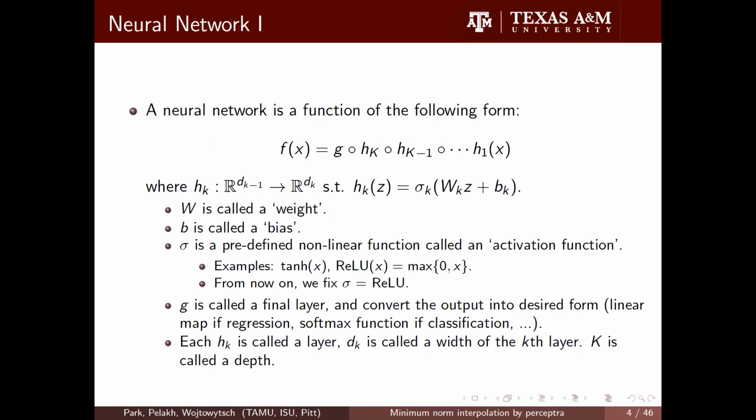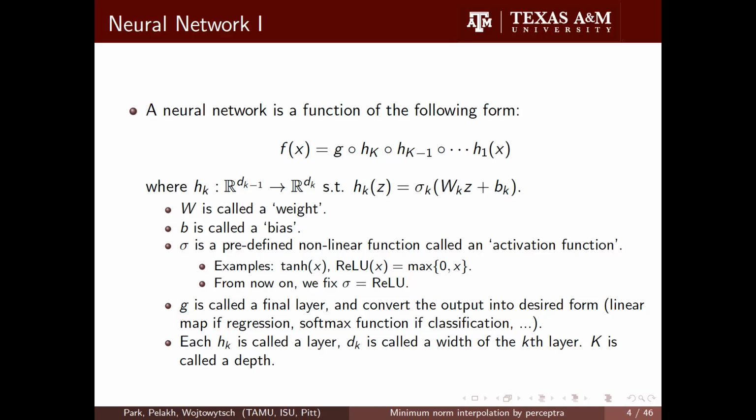To answer Dr. Ning's question, we will first start with defining a general neural network. A neural network is a function with the following function compositions. Each H_k is a function with an affine transformation inside, and some function called sigma is composed with this affine transformation. You have a large K number of H's, and then G at the last.